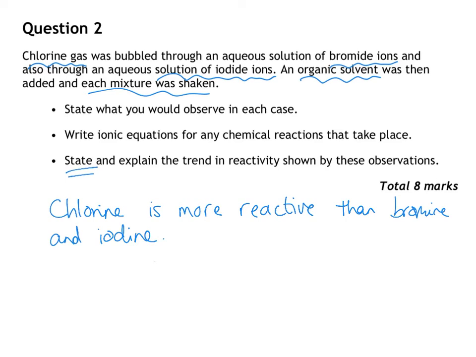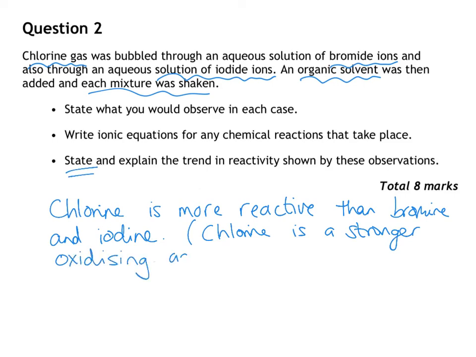If you really want some brownie points, and if you want to make your wording more specific so that when you start doing more about redox next year you're ready, then even better than saying chlorine is more reactive would be to say that chlorine is a stronger or better oxidizing agent. That is really good terminology to get to grips with because it's going to make a lot more sense when you start looking at things that are not in the same group reacting in redox reactions. Okay, so chlorine is more reactive than bromine and iodine.